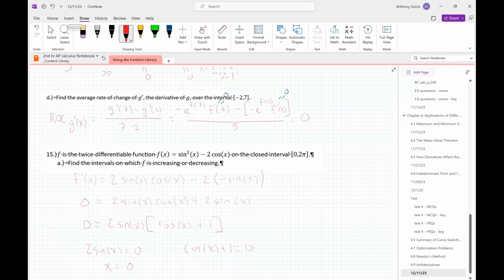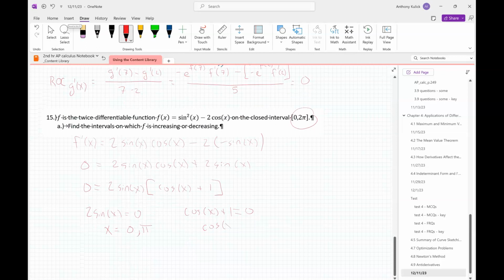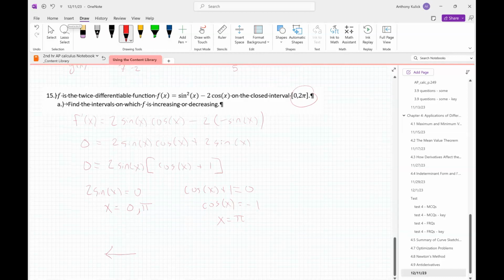So sine is equal to 0 at 0, but we're going all the way to 2 pi. Where else? You could check it on your calculator, but again, unit circle, the AP expects us to memorize these things. So cosine x equals -1, where does that happen? Just that one.